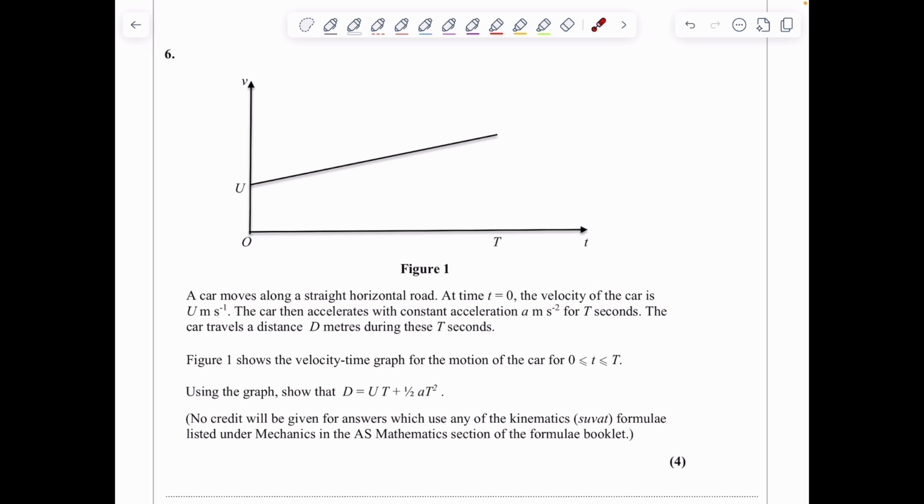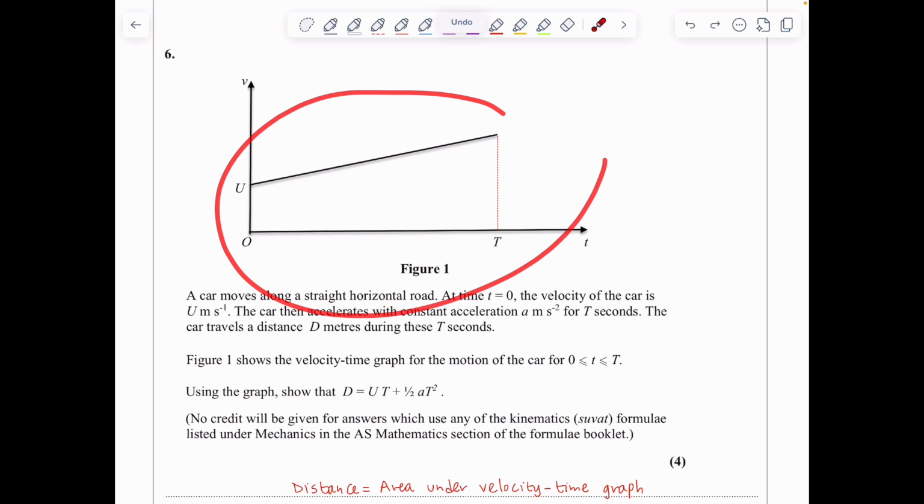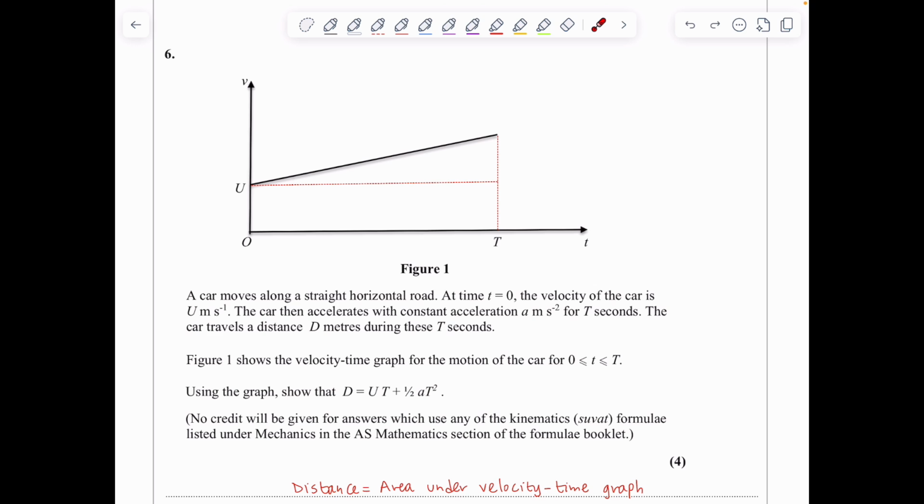Well, I will start with the fact that the distance covered is given by the area under the velocity time graph. So going on the graph here, we've got this area here giving me the distance. What I can do is split it into a rectangle and a triangle. We know that the gradient here is simply the acceleration, so the gradient is a, and I'm going to call the height of the triangle h.